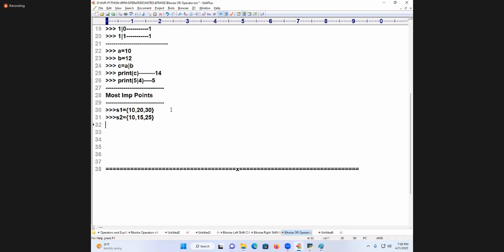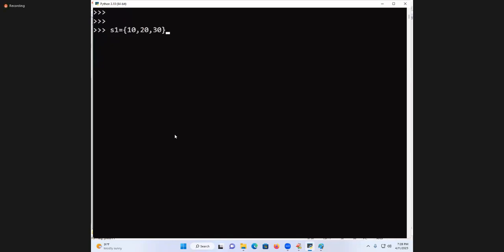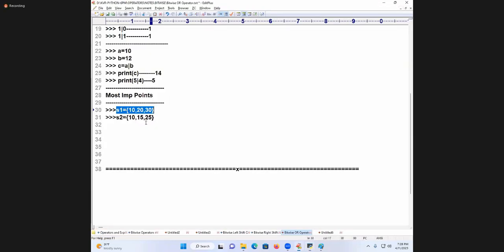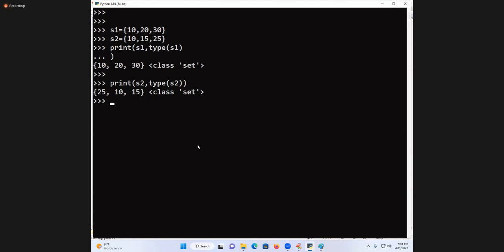Sets, they are called sets. Right. Go to the Python command prompt. I'll take up set here. S2 also I will take. Done. Print of what? S1. Type of S1. Of course. Print of S2 again, and type of S2. Also which type? Set type.